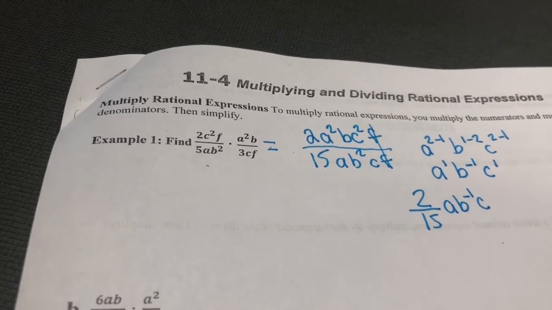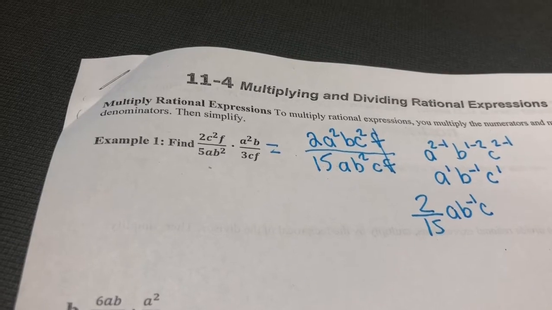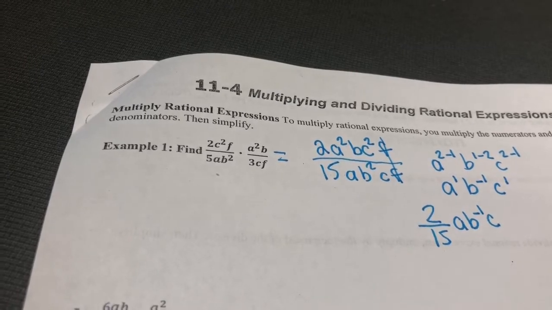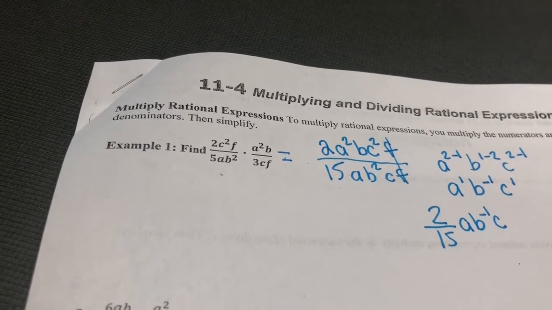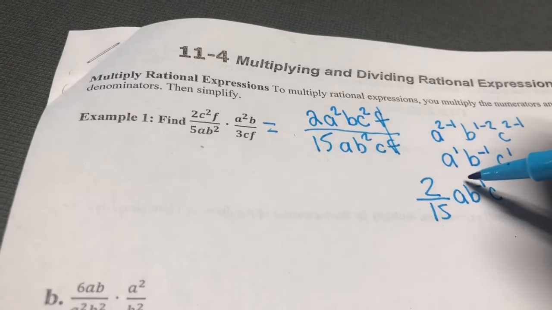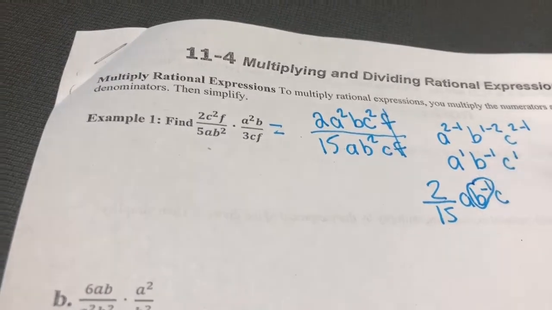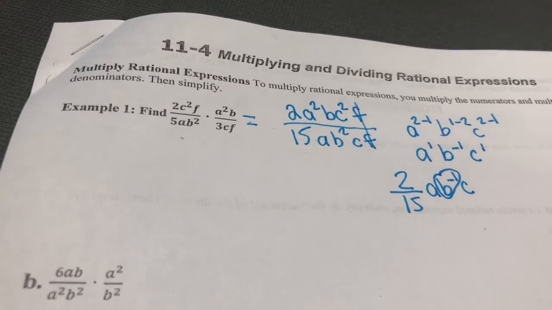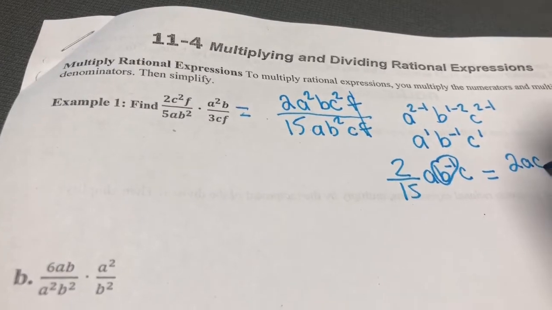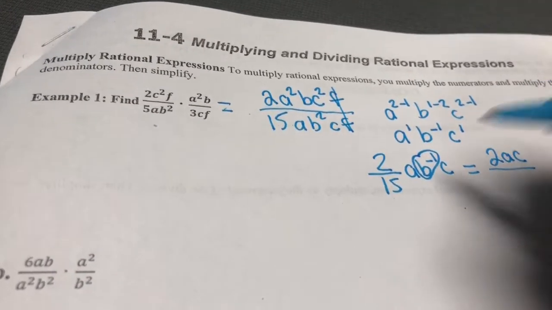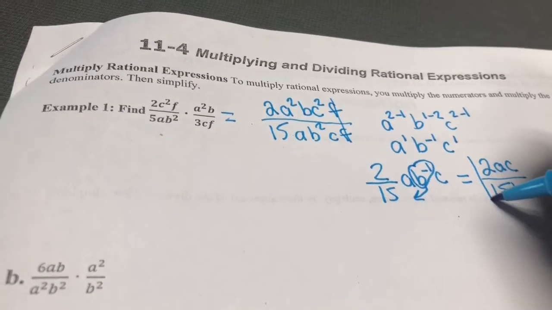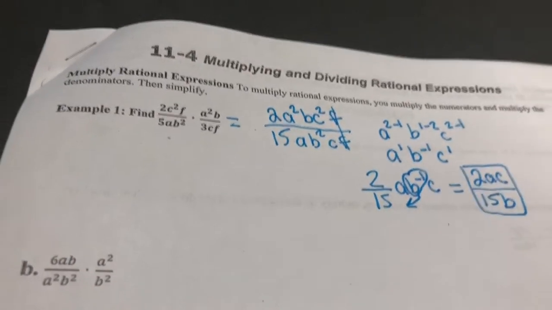Now, is this simplified to its lowest terms? Hold on, I'm just trying to double check that I have the right answer. Okay, yeah. This is simplified to its lowest terms, because remember the negative exponent rule: if we have a negative exponent, in order to get rid of that exponent, we must move it to the opposite side of the fraction. So 2ac is going to stay in our numerator, and the b is going to move to the denominator down there with the 15, and so this becomes 15b. And so that is our final answer.